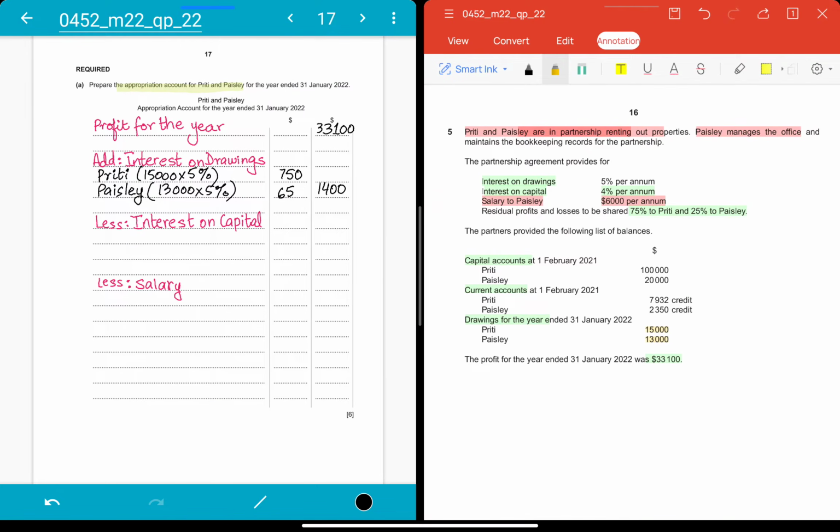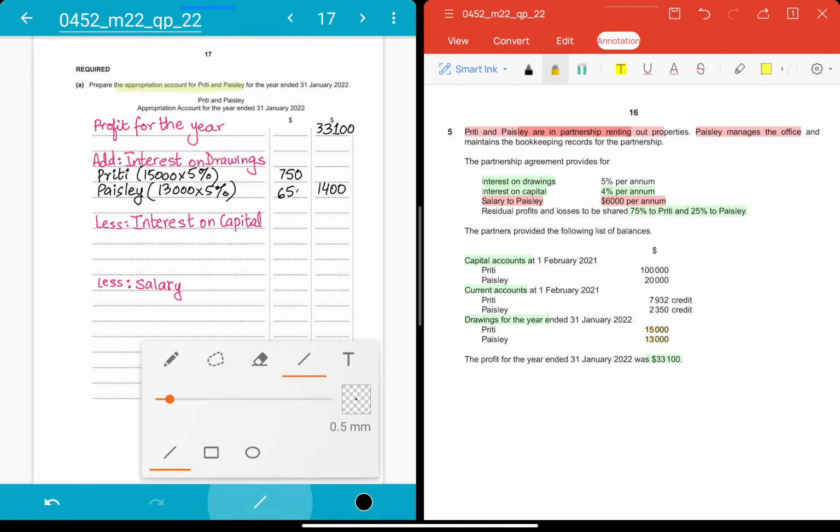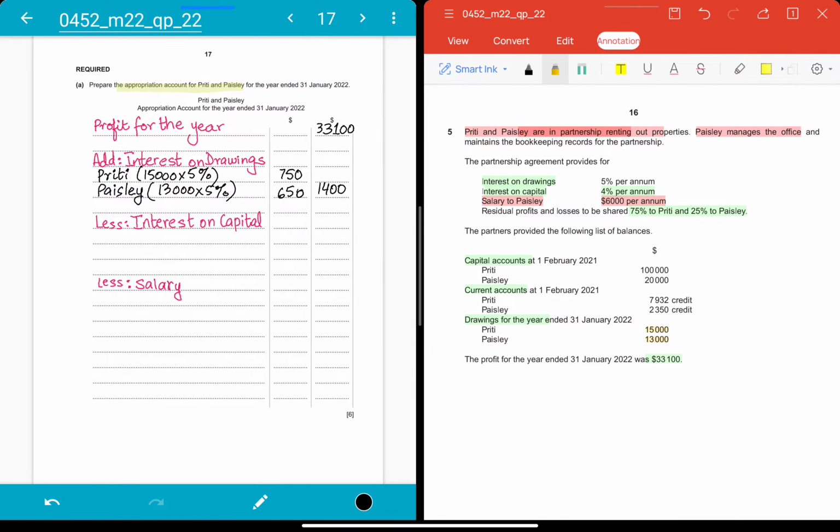The next part is the interest on capital. Let's move forward on the interest on capital. Interest on capital is basically to encourage partners to put more capital into the partnership business. As we can see, Preeti has put in $100,000 and Pesley has only put in $20,000. So the capital contribution is quite significant here, and we can see a lot of difference.